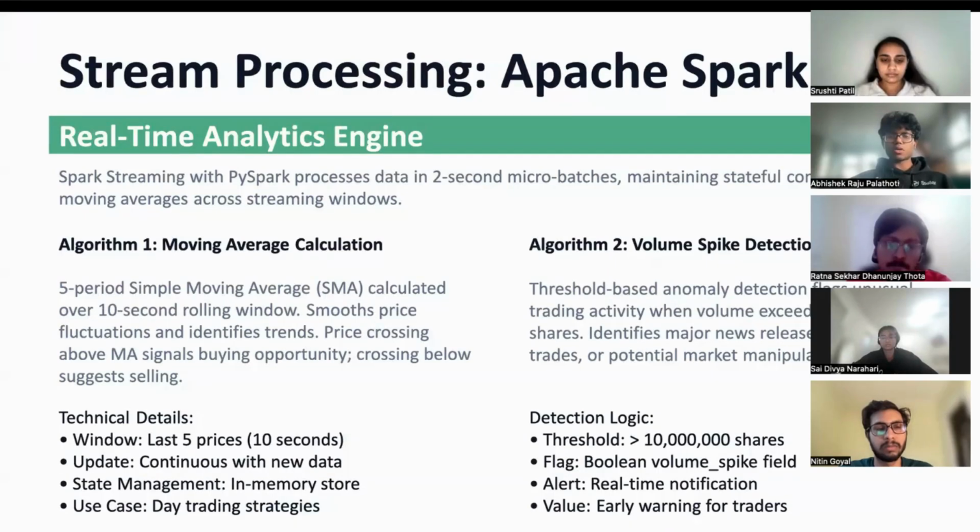Why is this important? Volume spikes often indicate major news events, institutional trades, or potential market manipulation. They are early warning signals that something significant is happening with that stock. Both algorithms process data with sub 2-second latency, giving traders near real time insights for decision making.